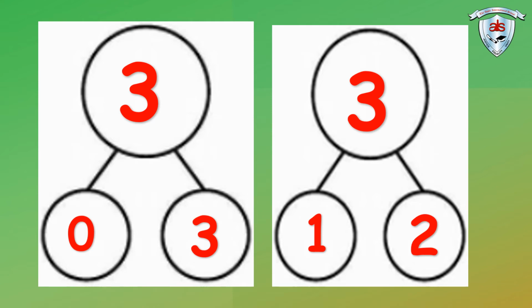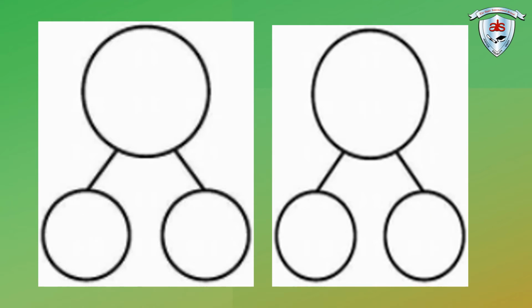So here, as you can see in this picture, here you have 0 and 3 in this number bond, and here you have 1 and 2, but the total is same. So we represent this number in different ways, but we get the same total. So this is called number bond. There is a bonding between these numbers. Now let's go to the next one.